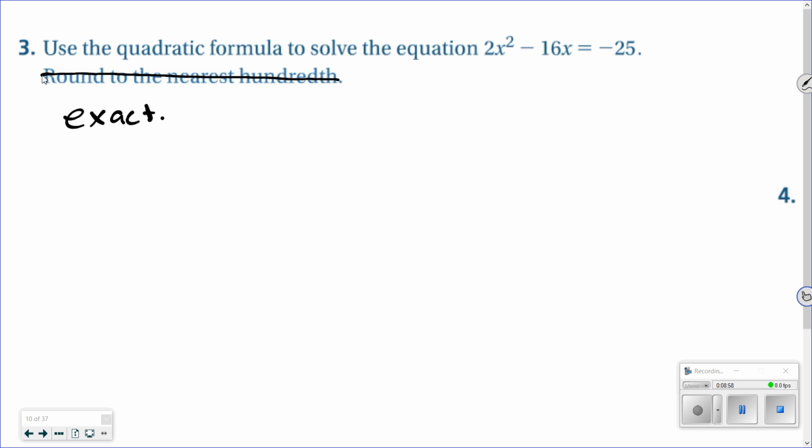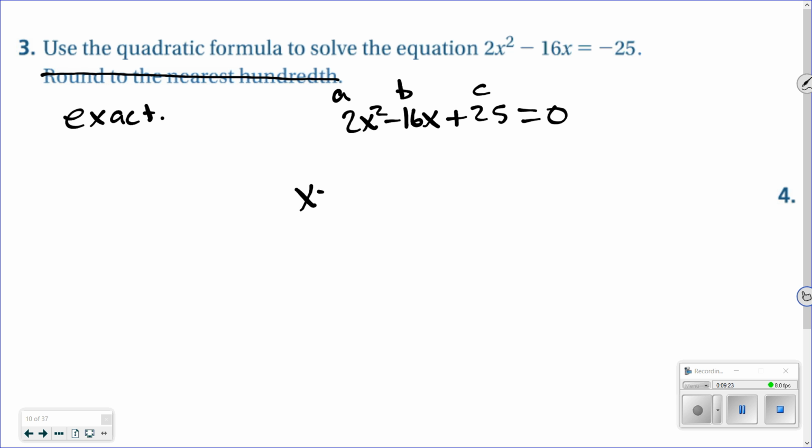Okay, let's put it in standard form. So 2x squared minus 16x, I need to move that 25 over. Because it's a minus 25, I'm going to add 25 to both sides. So we end up with a plus 25 once it's moved over. Okay, find a, b, and c. A is 2, b is negative 16, and c is 25. Okay, plug things in our formula.